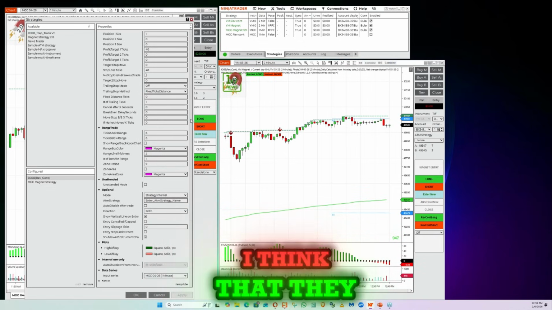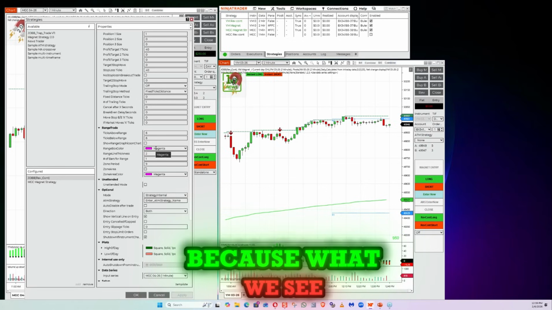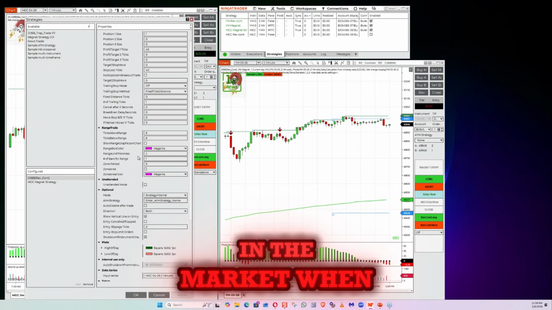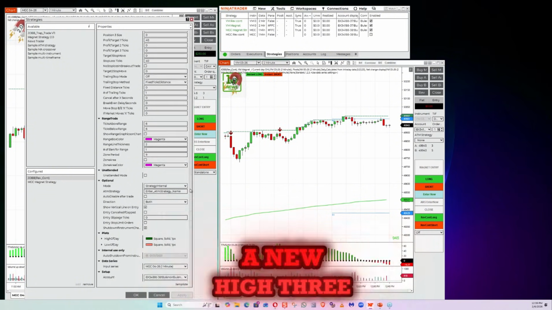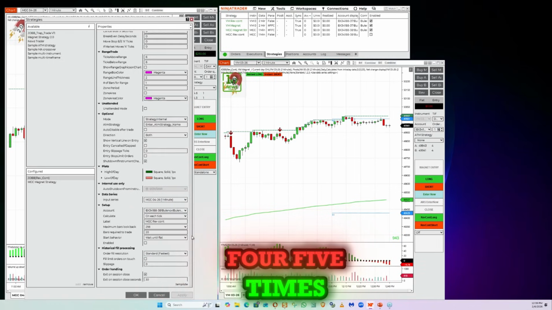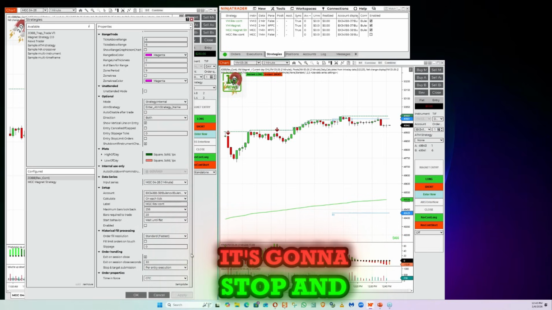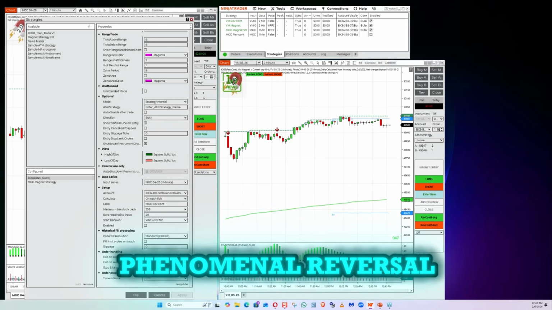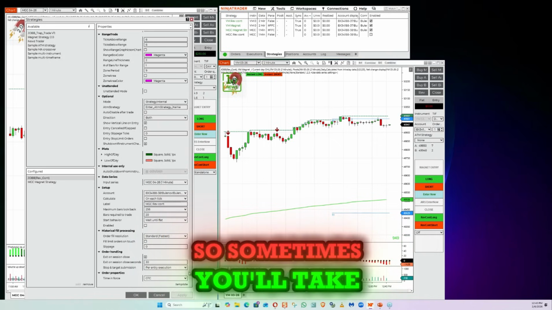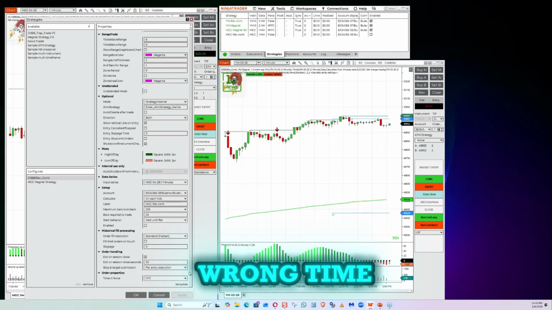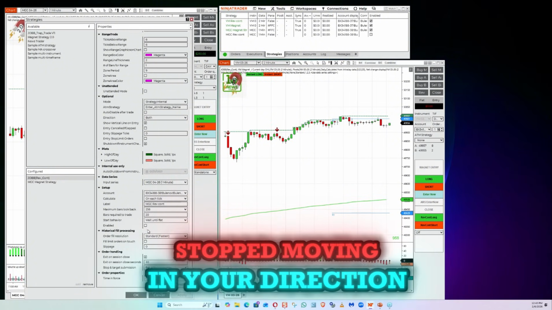I think that they are the best signals to trade, because what we see in the market, when a new high is made, sometimes it'll keep making a new high 3, 4, 5 times, but eventually that new high is going to stop and it's going to have a phenomenal reversal. So sometimes you'll take a trade at the wrong time, and you'll take a trade and it hasn't stopped moving in your direction.